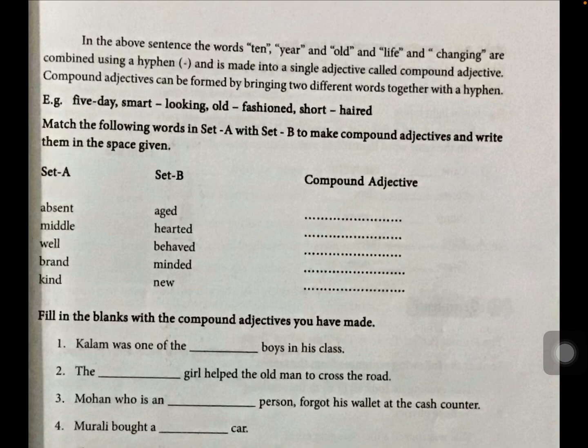Compound adjectives can be formed by bringing two different words together with a hyphen. So here what he wants to tell us is that two different words are combined with a hyphen to make a single adjective. So always remember, an adjective describes or tells about a noun. Here, compound adjective means two different words are combined by using a hyphen. So that is known as a compound adjective.